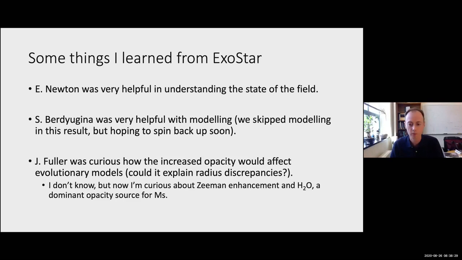Elizabeth Newton was super helpful in understanding the state of the field and is a collaborator on this. Svetlana Berdyugina was very helpful with modeling. We skipped modeling in this result, but we'll hopefully get back to it.